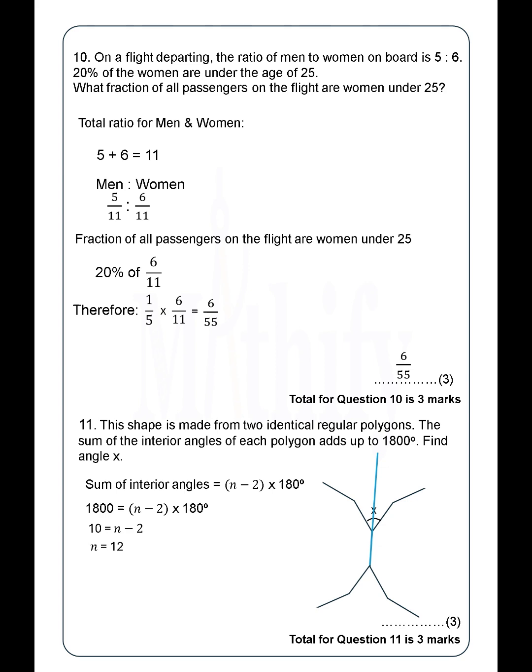Okay, we worked out that the number of sides are 12. But we need to work out x. So we need to work out the exterior angle. How do we work out the exterior angle? So sum of exterior angle is equal to 360 divided by the number of sides. We already know number of sides is equal to 12. So 360 divided by 12 is equal to 30 degrees. So that's half. So to work out x, 30 times 2 is equal to 60 degrees.